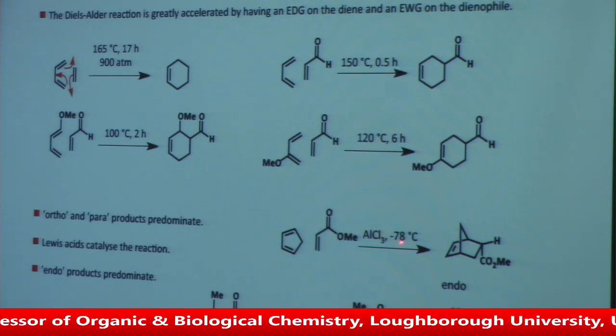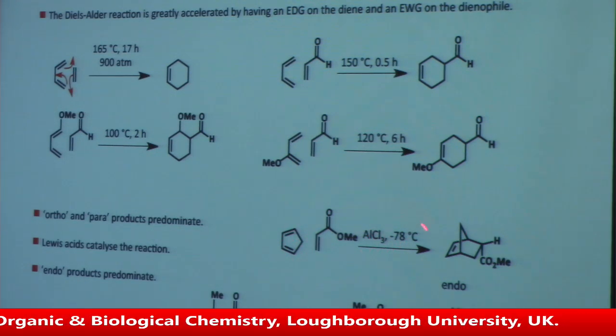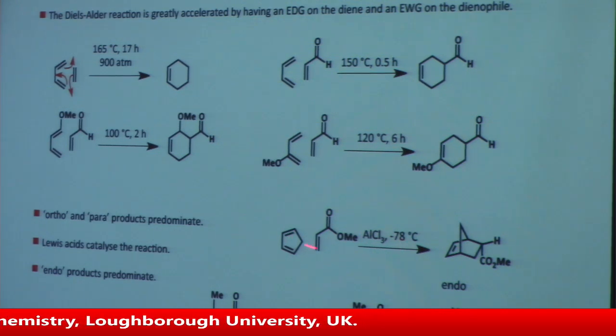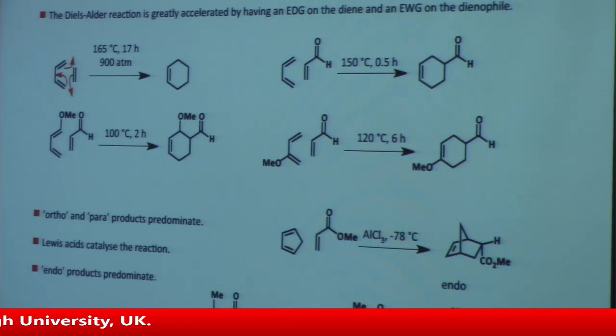But if you think about this one, cyclopentadiene is pretty reactive, but in fact, you have a job stopping this reaction. So, yeah, these are not all strict comparisons I've got here.